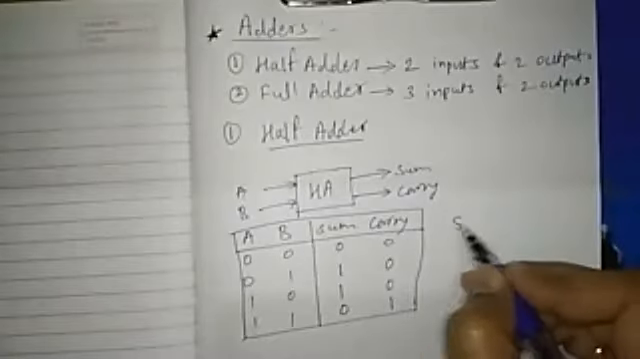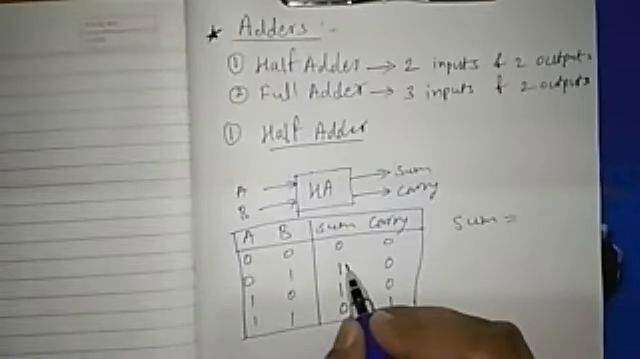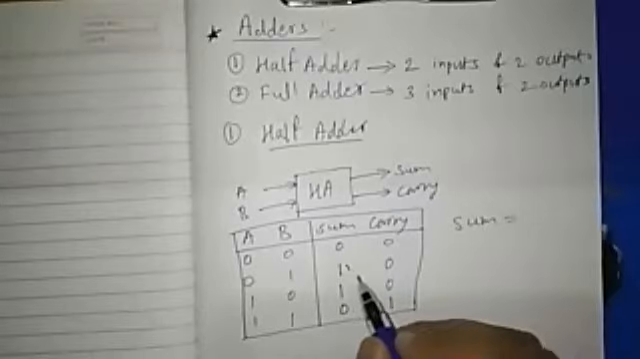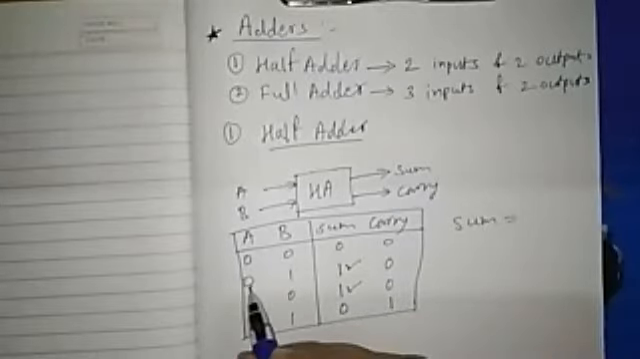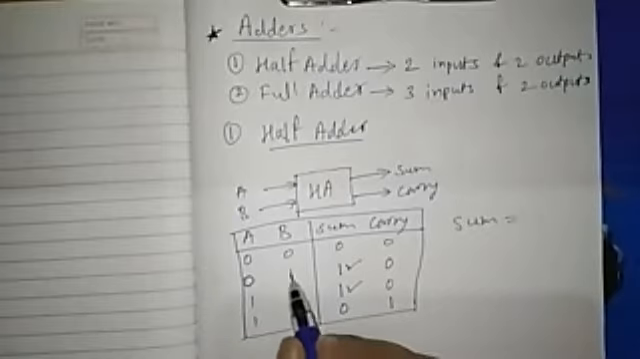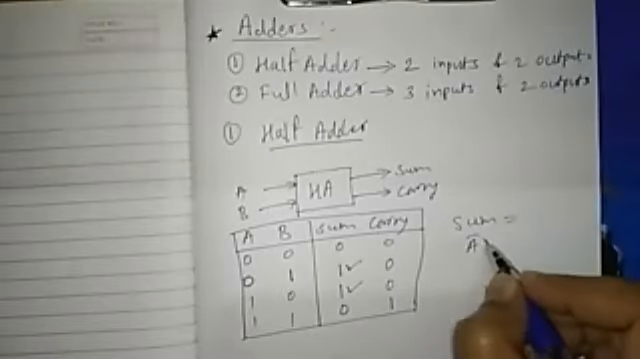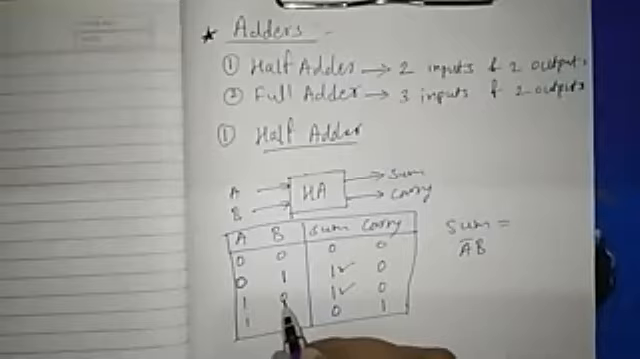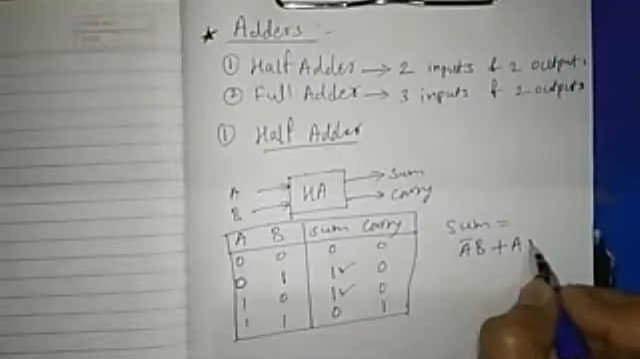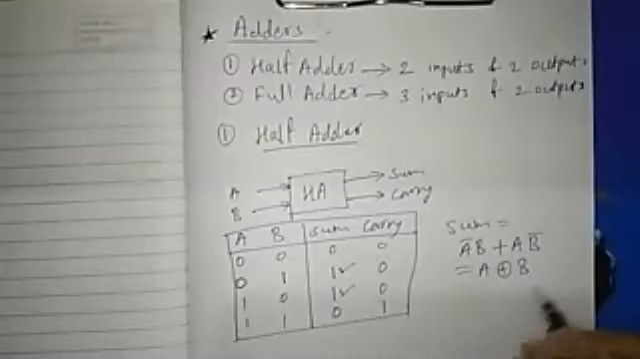With this, I can put the expression for sum. What is the sum expression? From the truth table, if you want to write the logic expression, we see wherever 1 is there in the output, and for that write the input variable expression. Here 0 means A bar and 1 means B, therefore I can write A bar B for this. Similarly for the other, I can write A B bar. So A bar B plus A B bar. This is an XOR operation, therefore A XOR B.